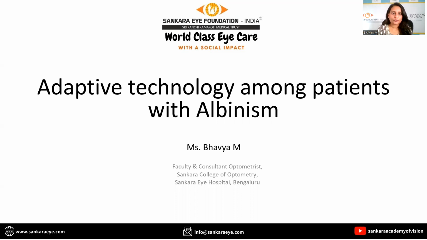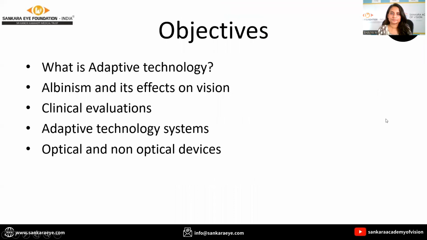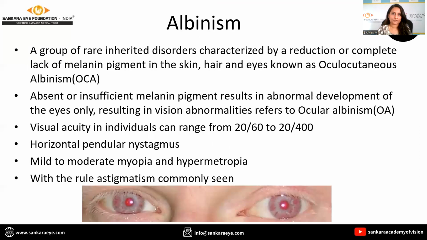Today I'll be talking about adaptive technology among patients with albinism. The objectives of my talk will be: what is adaptive technology, albinism and its effect on vision, clinical evaluations, adaptive technology systems, and optical and non-optical devices.